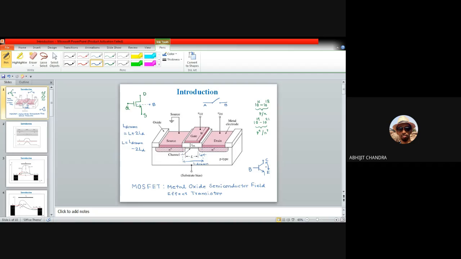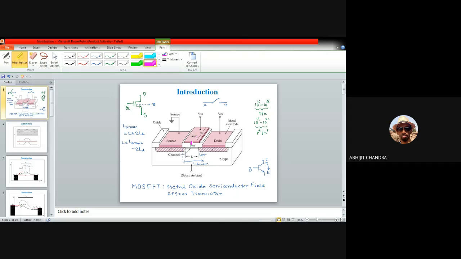The same operation is also performed over here in the MOSFET, through different terminals. This is one terminal, the source terminal. This is one point, this is another point, drain and source. And the regulation of the current is controlled by the third terminal, which is known as the gate terminal.